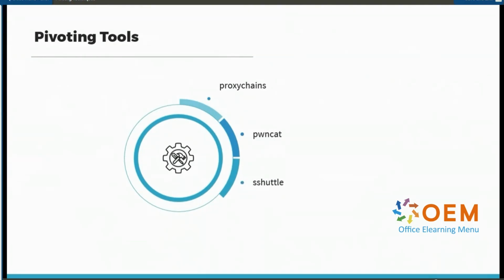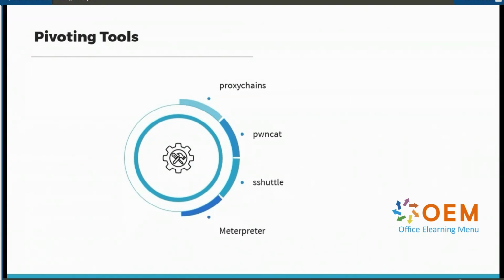Sshuttle is a tool that combines the features of a VPN and SSH, enabling the creation of a transparent proxy to route traffic through an SSH connection. It allows attackers to forward traffic from the local machine to a remote host, giving them access to remote network resources as if they were part of the internal network.